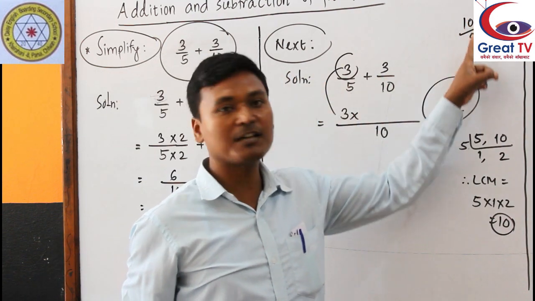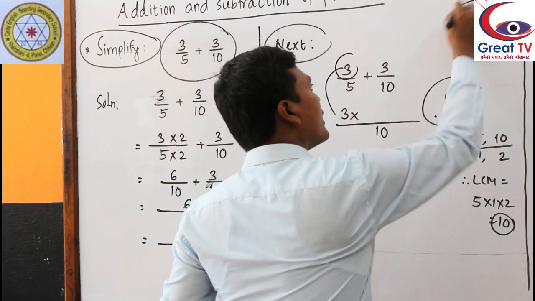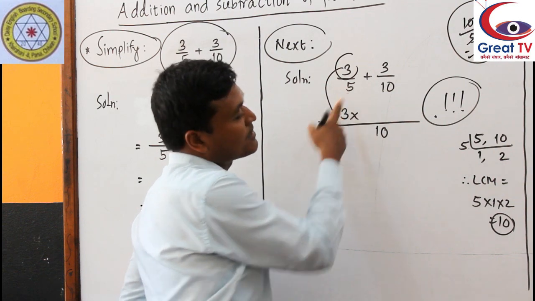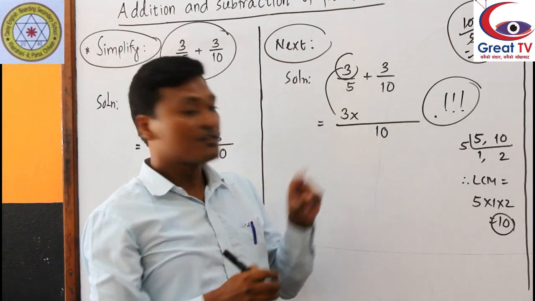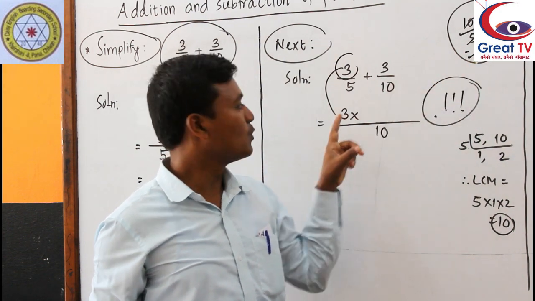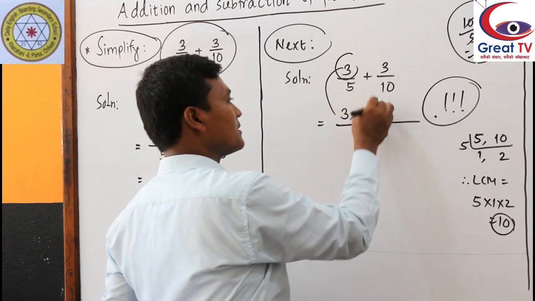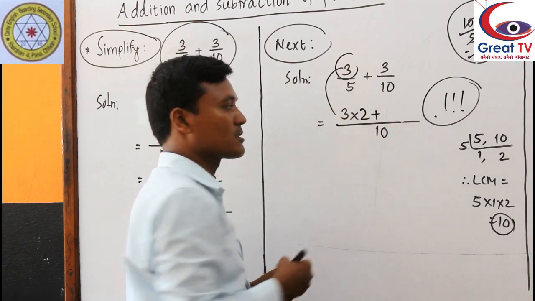Divide LCM by the first denominator. That is 5 twos are 10. When you divide LCM by the first denominator, that is when 10 is divided by 5, we get the quotient 2. So write 2 over here. Then I put the sign over here, plus.